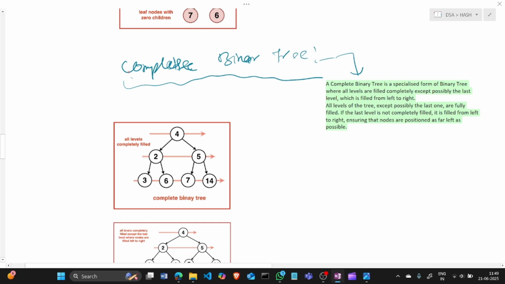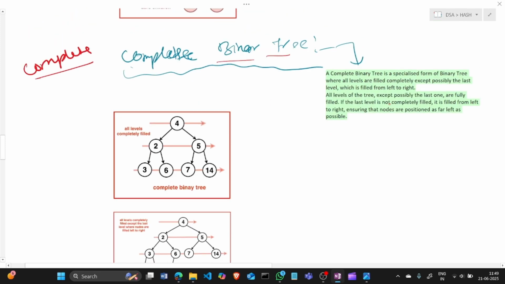Complete binary tree. A complete binary tree is a specialized binary tree where all levels are filled completely except possibly the last level, which is filled from left to right. So it means all levels are filled from left to right, and the last level may or may not be filled.